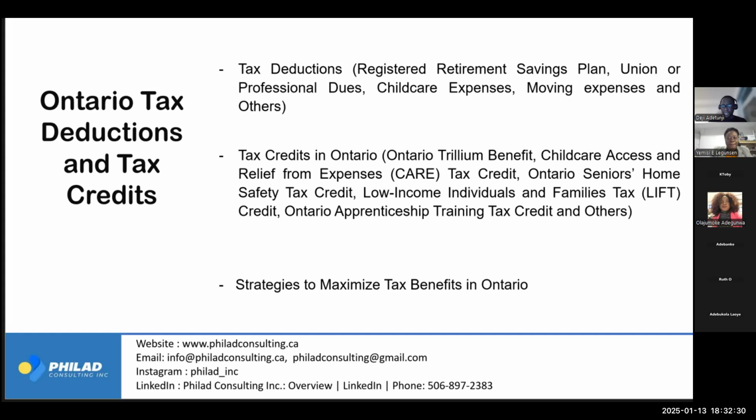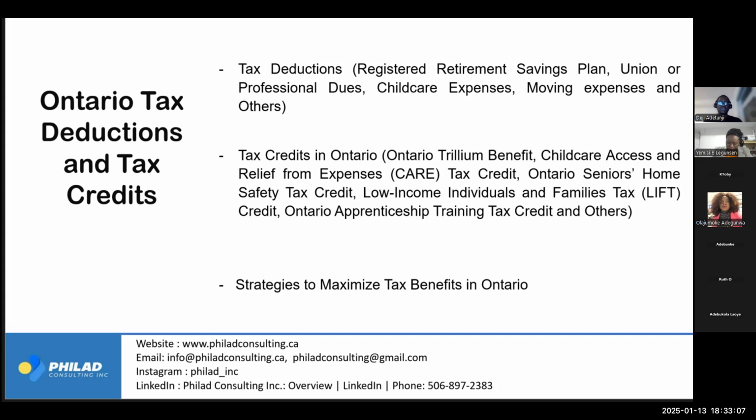And we even have the Northern Ontario Energy Credit that can be utilized as well. These are credits someone can really make use of. We also have the Child Care Access and Relief from Expenses tax credit. We have the Ontario Senior Home Safety Tax Credit. We have the Low-income Individual and Family Tax credit, for the low income. They call it LIFT. We also have the Ontario Apprenticeship Training Tax Credit that can also be used.